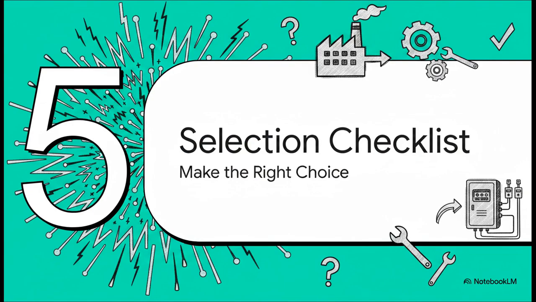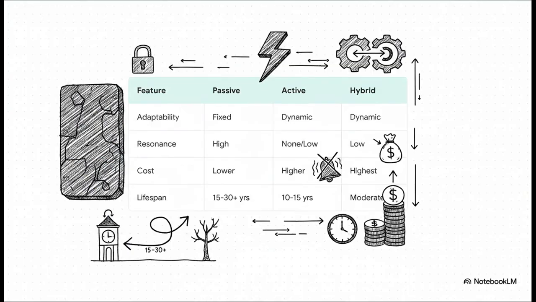And that brings us to Section 5, your ultimate selection checklist. Let's pull all these technical specs together into some actionable advice for your facility. Comparing these options maps out our Goldilocks scenario perfectly. You've got the ruggedness of the passive, the agility of the active, and the sheer brute capability of the compound filter.